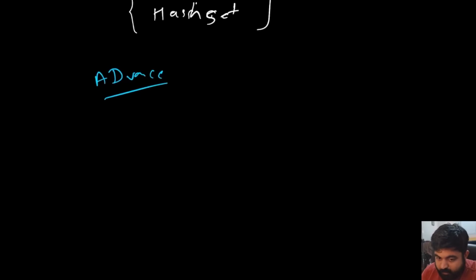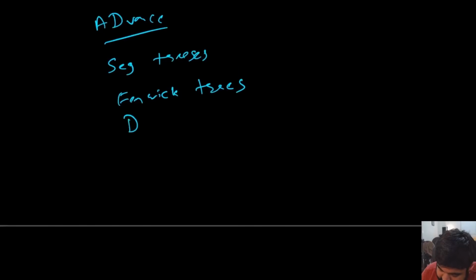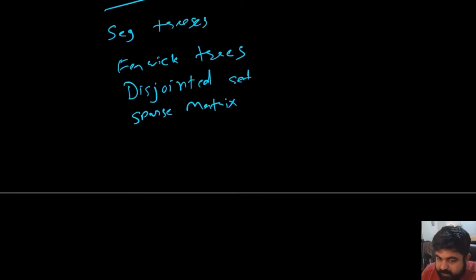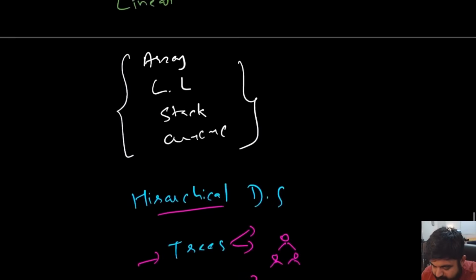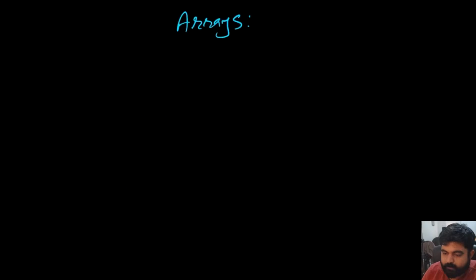If you want to know which are the advanced data structures, it basically has to do with segment trees, then Fenwick trees, then disjoint set, sparse matrix, and spatial data structures. These are basically all the categories of different data structures. So arrays are one of the most basic and one of the most popular data structures out there.